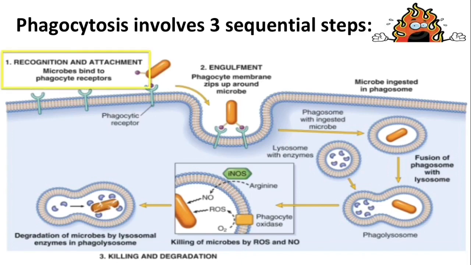So, recognition and attachment, engulfment, and then fusion of the phagosome with the lysosome, and now you get the killing and degradation within the phagolysosome. The killing and degradation takes two forms. The main form of killing is usually by the production of reactive oxygen and nitrogen species, and a secondary method of killing is by direct action of lysosomal enzymes.